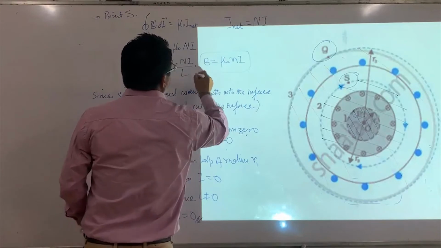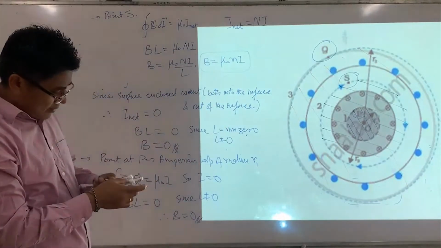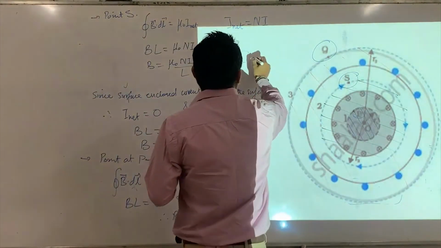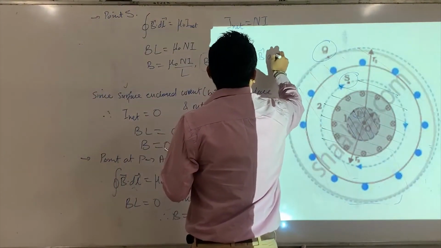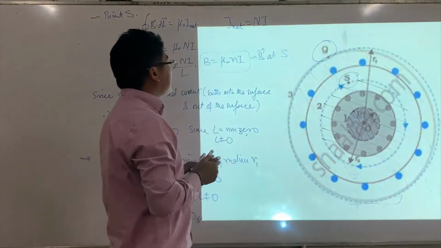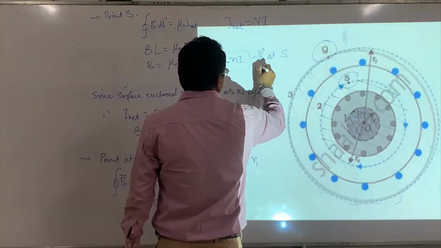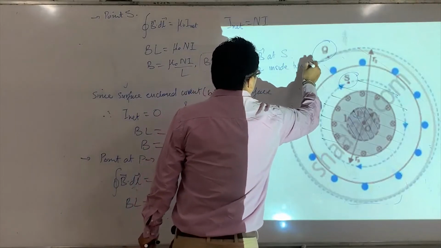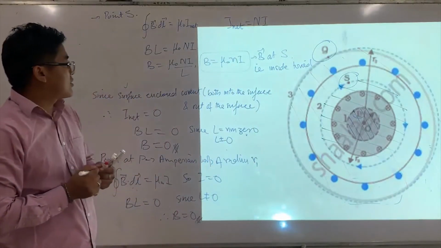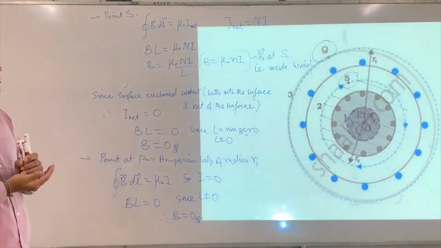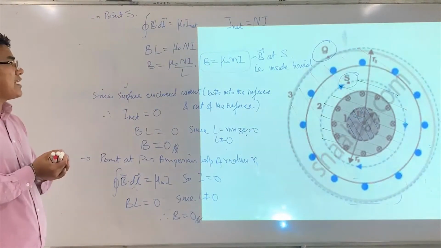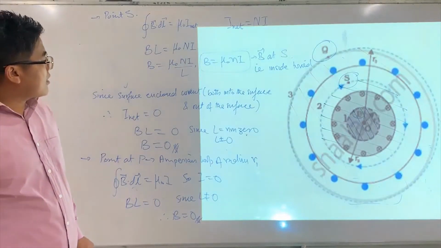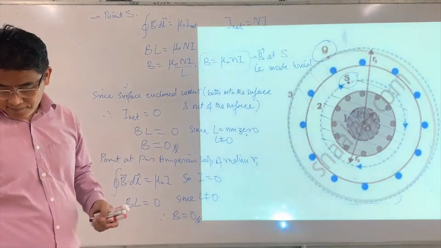So this is the magnetic field inside a toroid. This is the magnetic field at S, that is inside the toroid. So this is exactly the same as a solenoid. Alright, this is all about a toroid.